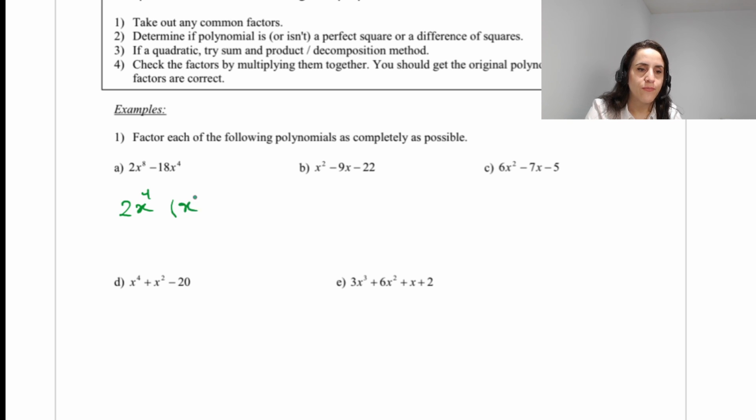2x to the 4th times x to the 4th minus 9. Here I can see that 2x to the 4th is a common factor and I could factor it that way. But this factoring is not done yet because the second bracket is still a difference of squares. Then I'm going to take the next step.